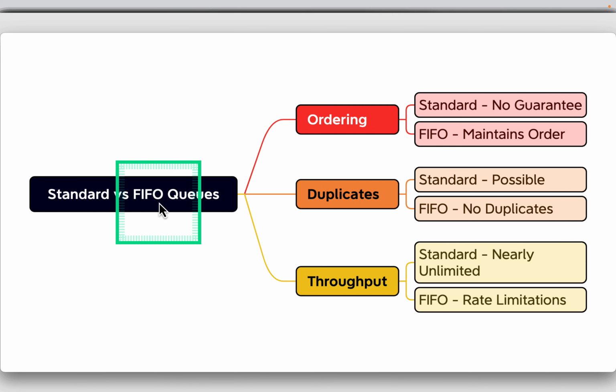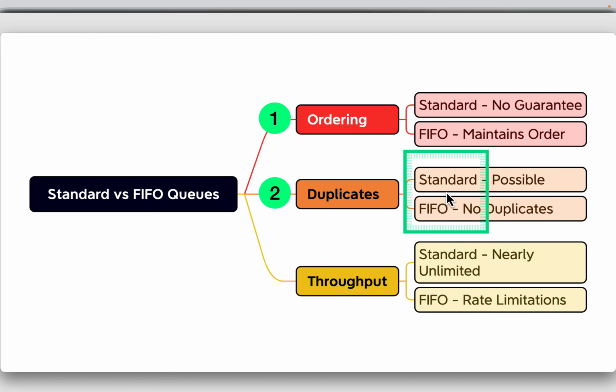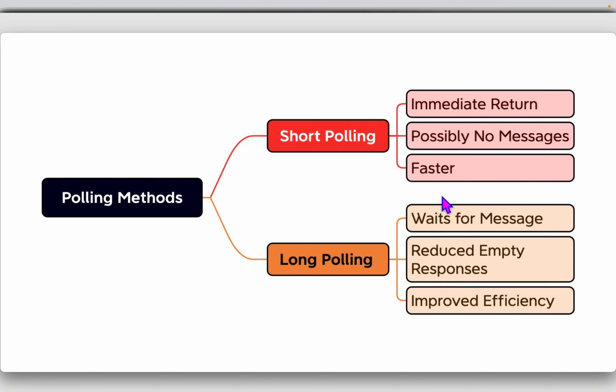Okay, now standard versus FIFO queues. Ordering: standard queues don't guarantee order. FIFO queues maintain the order of messages. Duplicates: standard queues might introduce duplicates while FIFO queues don't. Throughput: standard queues offer nearly unlimited throughput. FIFO queues have rate limitations.